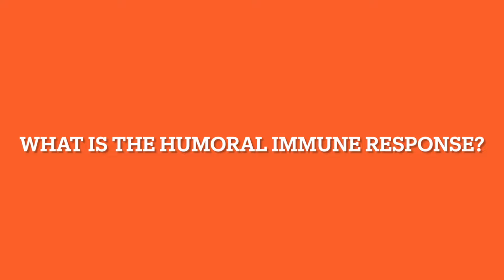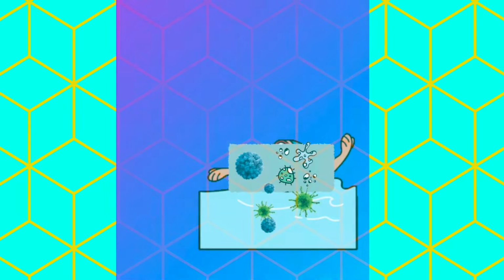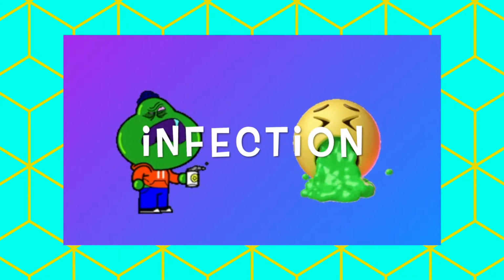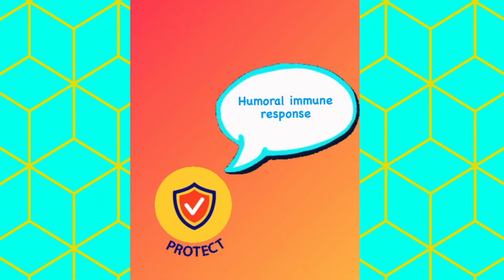But what is the humoral immune response? Well, a lot of bacteria like to swim around in the extracellular spaces in our bodies, and those bacteria can cause infection. So we need to protect our extracellular spaces by the humoral immune response.